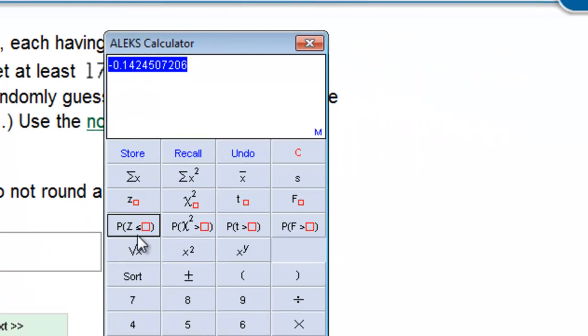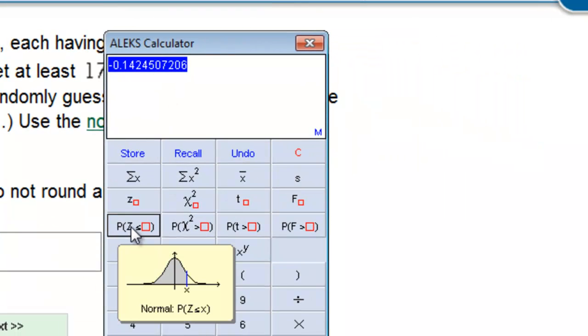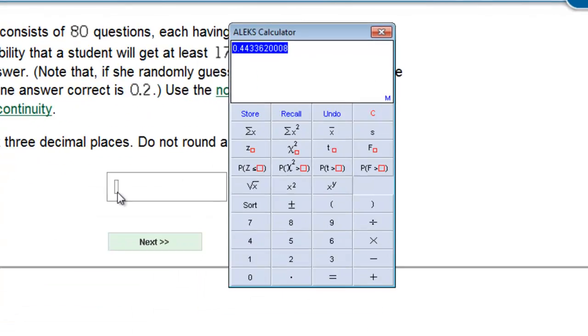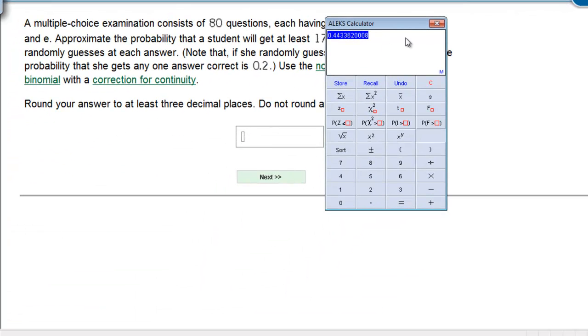Now I want the area to the left of that, so I use this button here, which gives me the area to the left of my z-value, that is the cutoff value. I hit equals, and my answer is 0.44336. Now I can't put that in here because that was an earlier problem, and I chose to redo the video, but that's how you would do it.